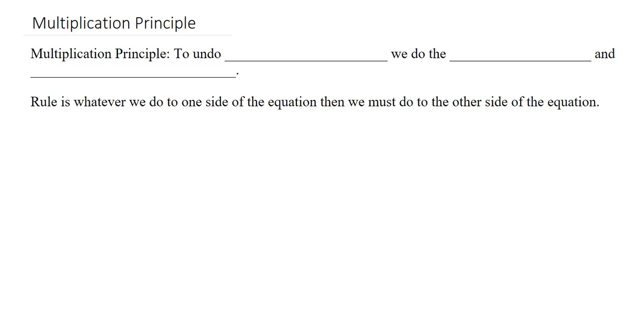Multiplication principle. The multiplication principle says that to undo division, we will do the opposite, and we're going to multiply. So the rule is whatever we do to one side of the equation, we must do to the other side of the equation. So let's look at some examples.